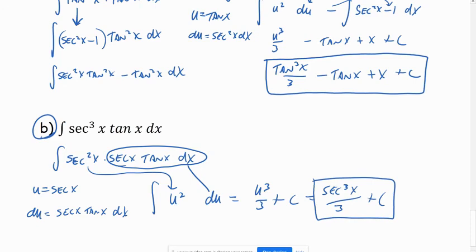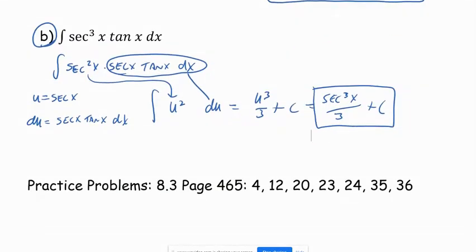And that's it. That's it for the notes. From the practice problems, all of these are pretty good problems. In particular, you can try number 12, number 20, and number 24 as a minimum.